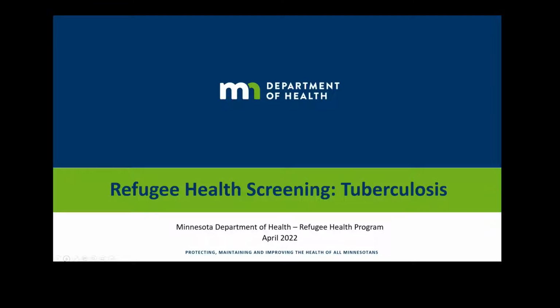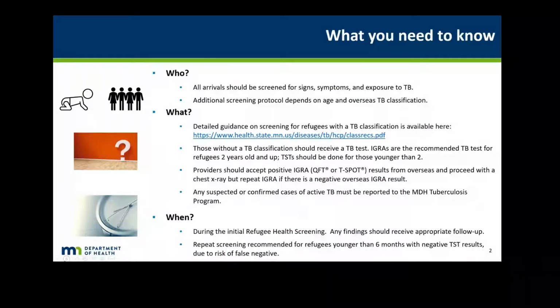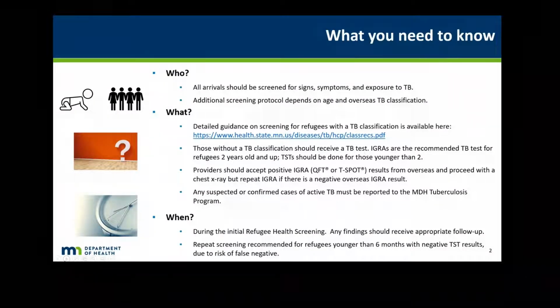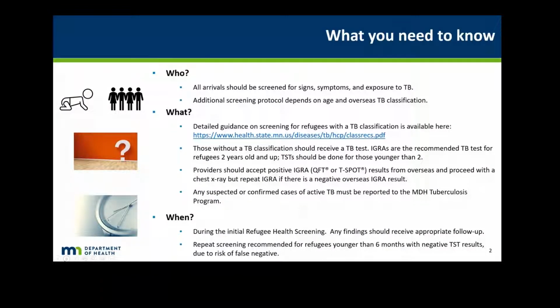This video focuses on tuberculosis screening guidance during refugee health assessments. All arrivals should be screened for signs, symptoms, and exposure to tuberculosis. Depending on age and overseas TB classification, additional screening should be conducted. Detailed guidance on screening for refugees with a TB classification can be found on the website linked on the screen. Those without a TB classification should receive a TB test.